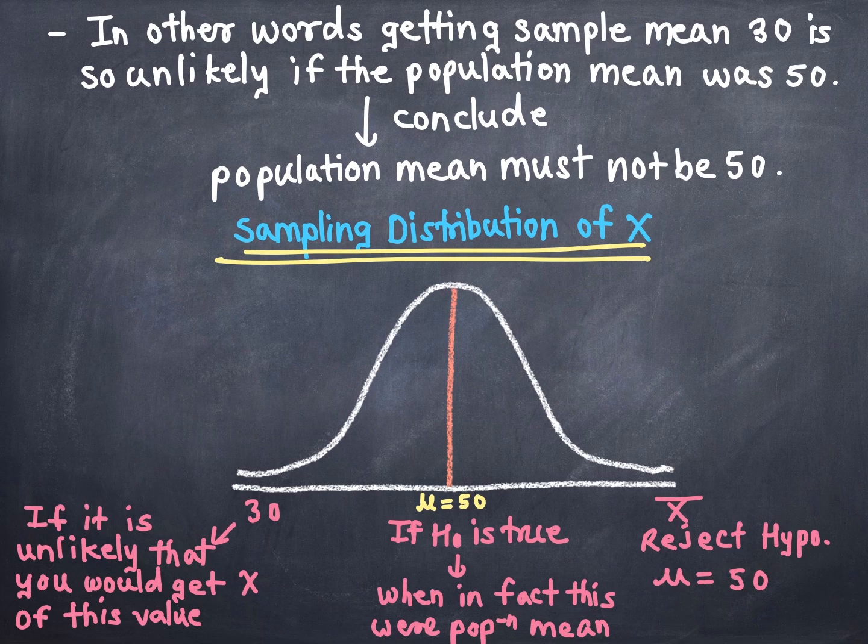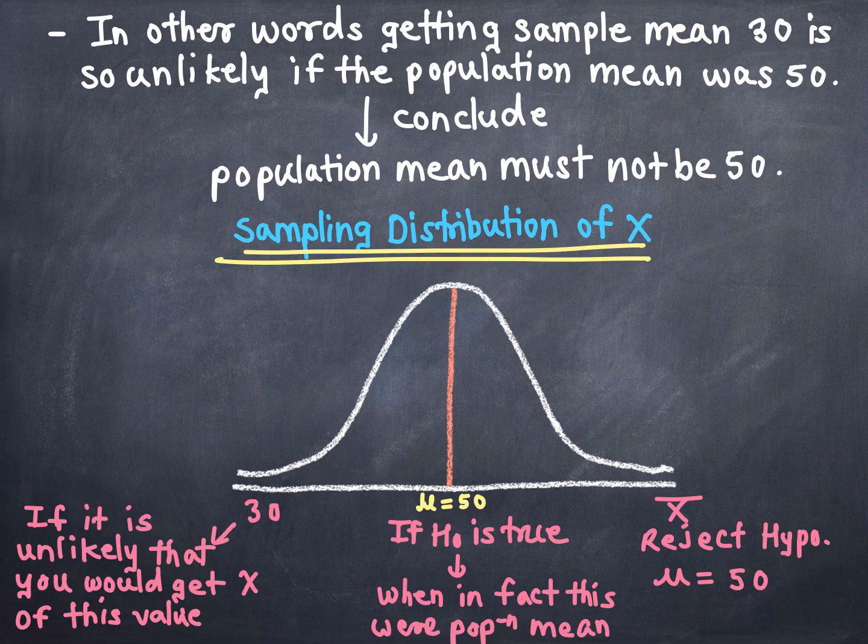In other words, we can say that getting a sample mean of 30 is so unlikely if the population mean was 50. So what can we conclude from this? We can say that the population mean must not be 50.